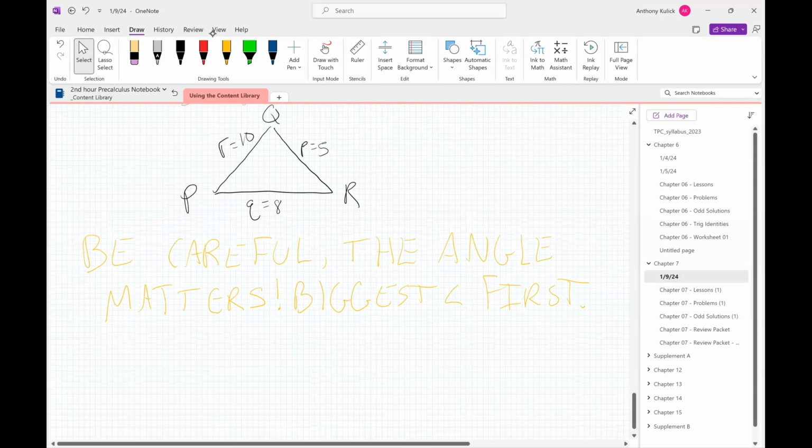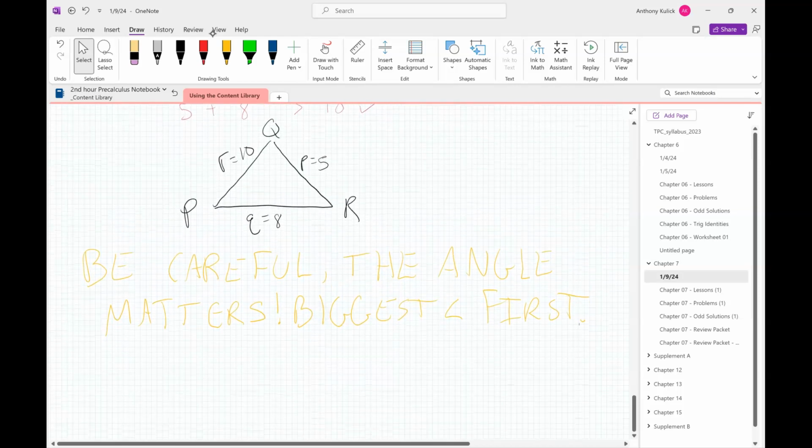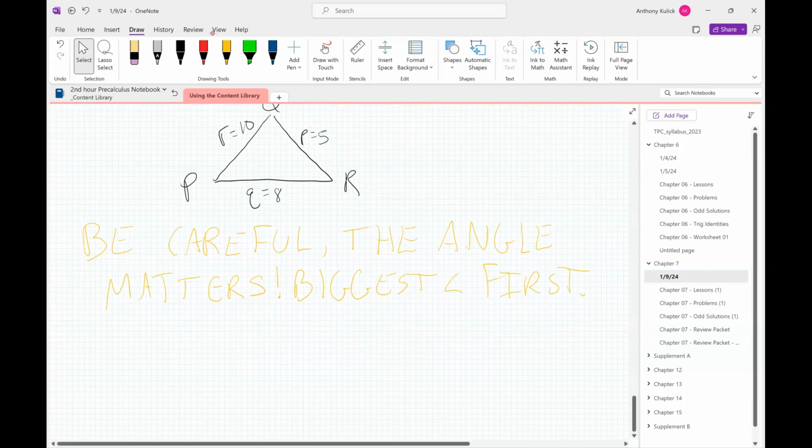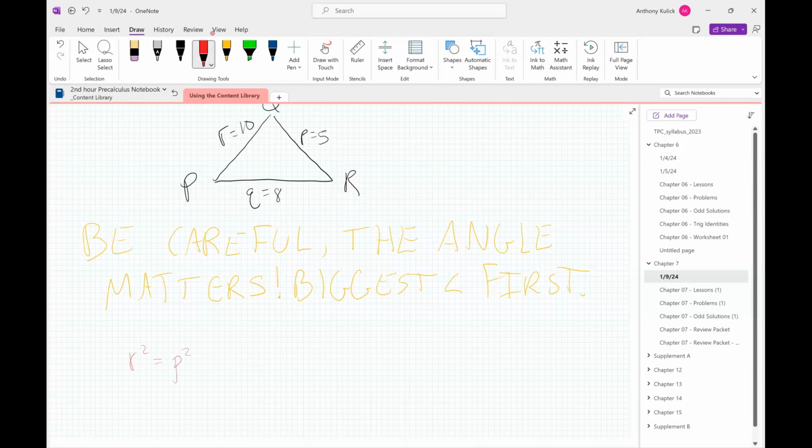Okay, so which angle is going to be the biggest, P, Q, or R? R. How can you tell? Because the side length is the biggest, right? It's 10. Everybody's okay? All right. So I can say that R squared equals P squared plus Q squared minus 2PQ cosine of angle R.